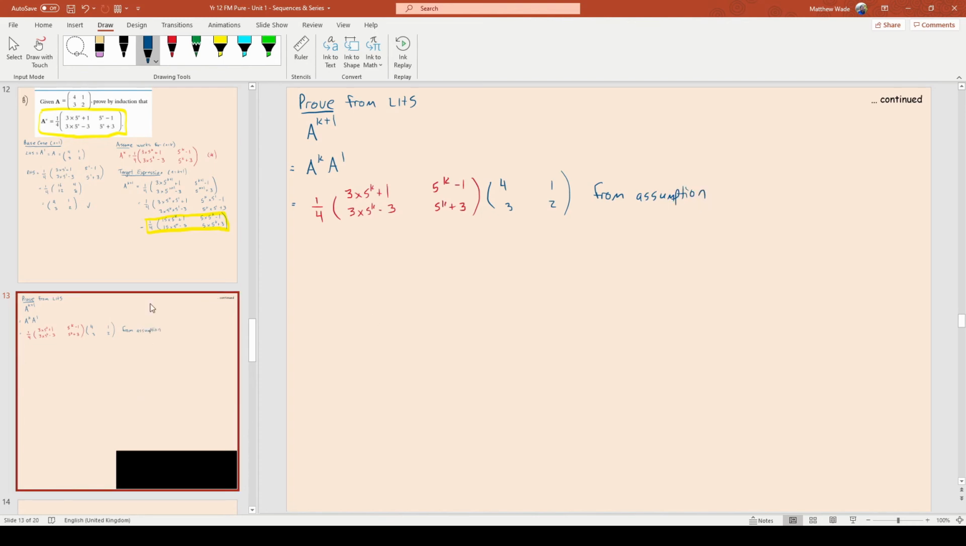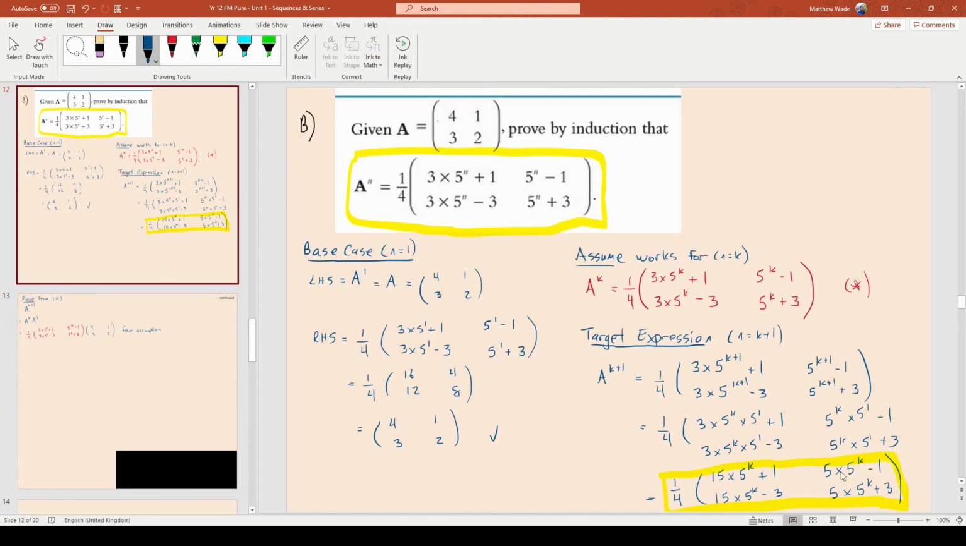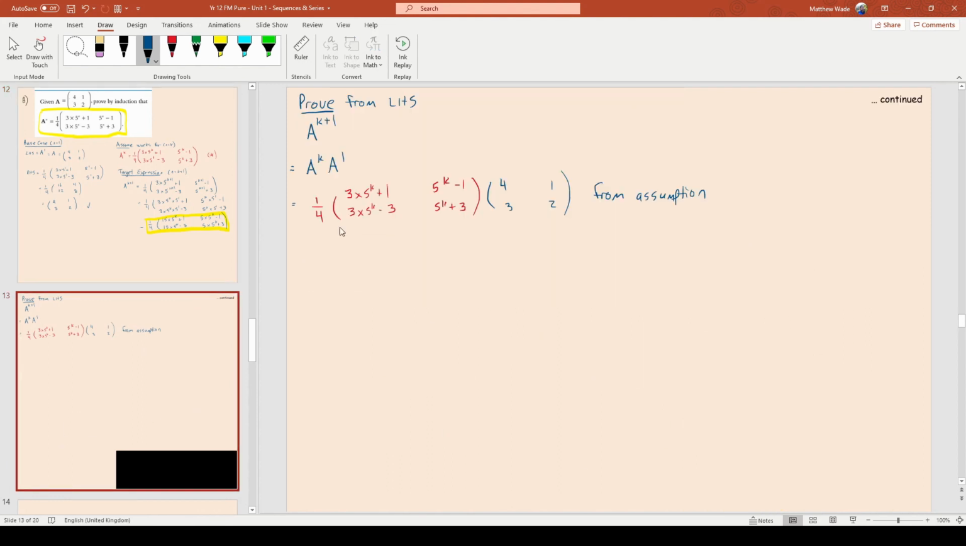Right, now we've got to go algebra mad to try to get the target expression. So let's do it. First things first, I'm leaving the quarter aside, because I cannot be fussed with that at the moment. And here we go, it's time for some horribleness of matrices. I'm going to write it enormous, and I'm going to take up this whole page.